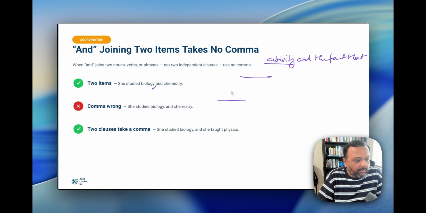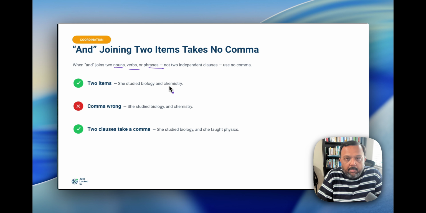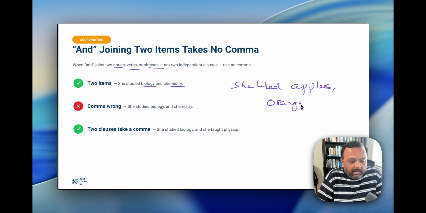Okay. So next one. When and is joining two nouns, verbs, or phrases, you don't need a comma, right? So for example, she studied biology and chemistry. Okay, and this is wrong: she studied biology, comma, and chemistry is wrong. You can write like she liked apples, oranges, and cherries. This is different. This is punctuating a list. Okay, but whereas this one is different. Okay, so she studied biology and chemistry.